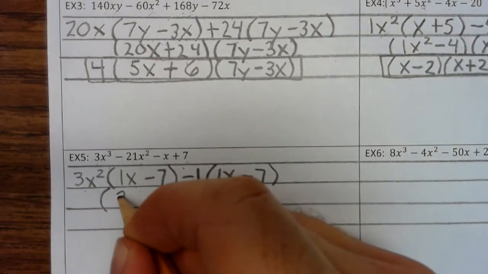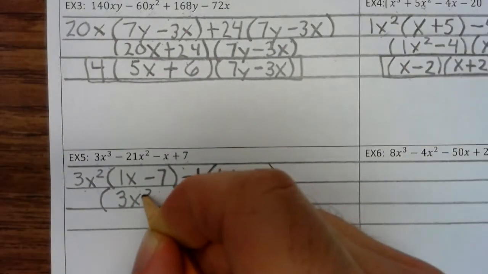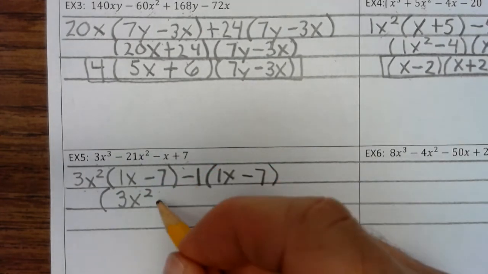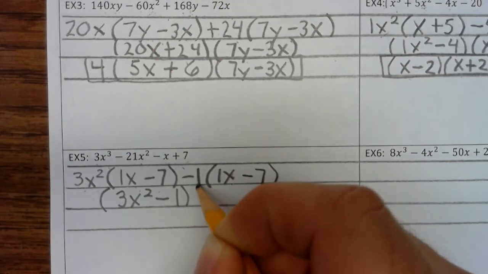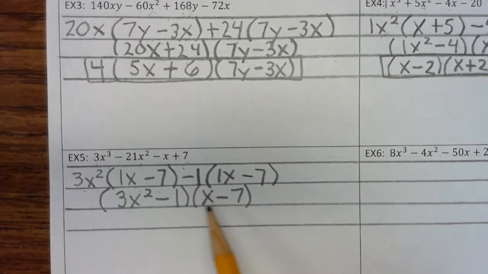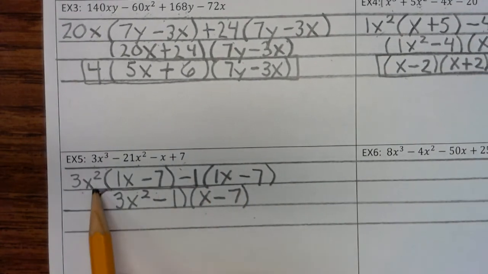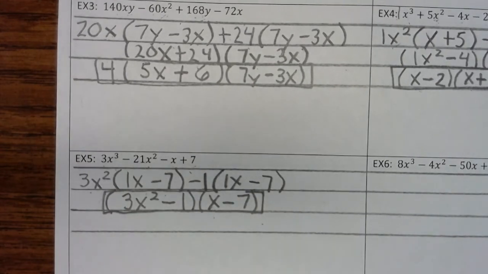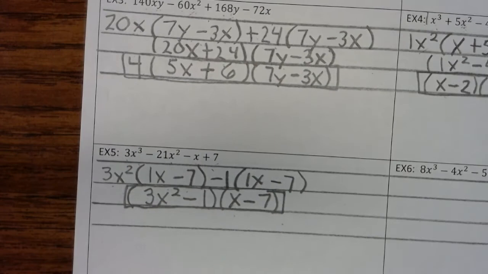And this one actually isn't as bad as I thought it was. Now, there is no difference of squares, and there's no greatest common factor from either, so we are done. All right, so finish that up, and let's look at example 6.